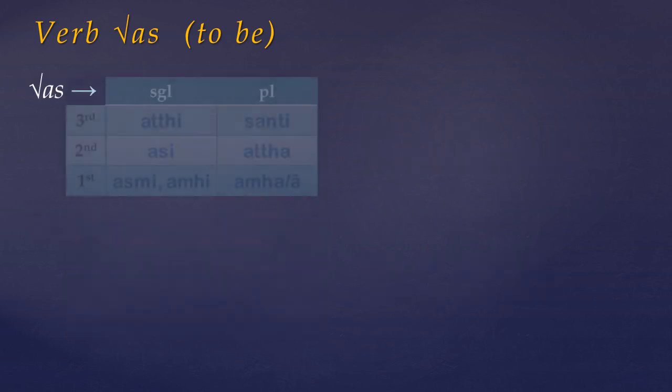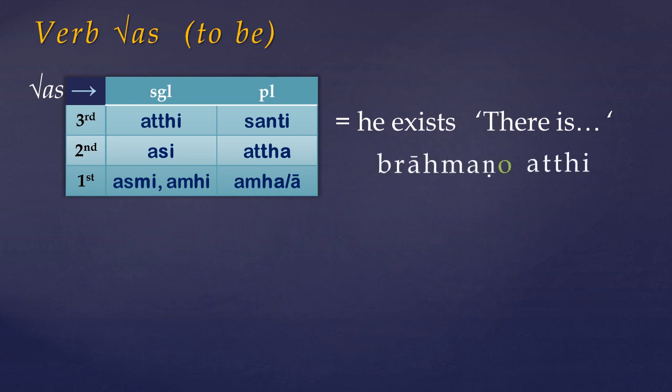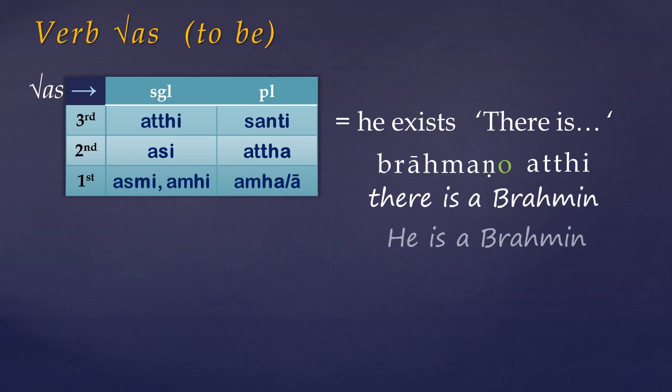But the verb root us tends to be a little different, in that it expresses the existential meaning of to be, affirming the existence of something. And this is especially true of the third person. So, ati means he, she or it exists, and this can often be rendered in English by there is. For instance, brahmano ati means there is a Brahmin. And it's important to understand that in the third person it can never mean he is a Brahmin, which would be the case with hoti.